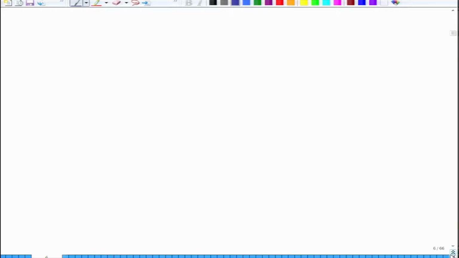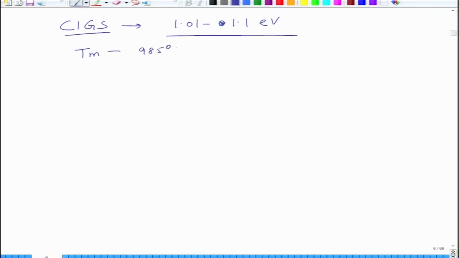So the band gap for CIGS for commercial application is between 1.01 to 1.1 eV. That is what is typically used. It has a melting point of about 985 degrees centigrade. Basically it's a material with a complex structure. It's a chalcopyrite kind of material, you can say a chalcopyrite structured material. So it belongs to the chalcopyrite category.